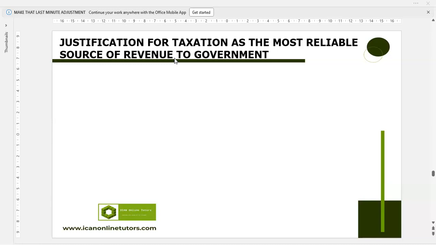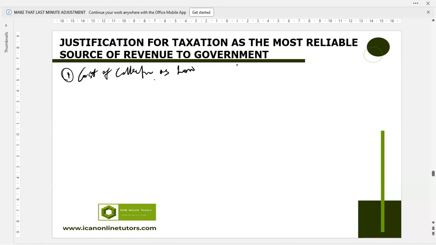Sorry, I didn't come in on time, so this is just my question. Okay. So yes, you have all tried your best. Taxation will remain the most reliable source of revenue to the government. Why? One, the cost of collection is considerably low. It is low or cheap when you compare it to some other sources of revenue.